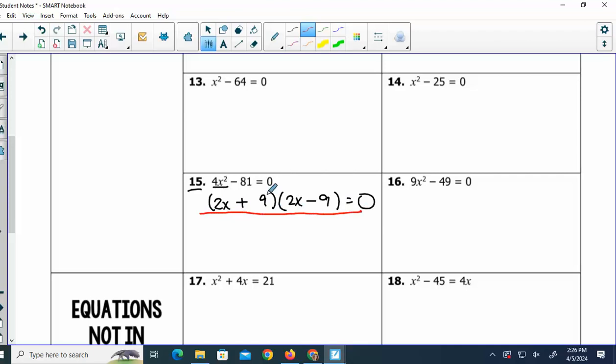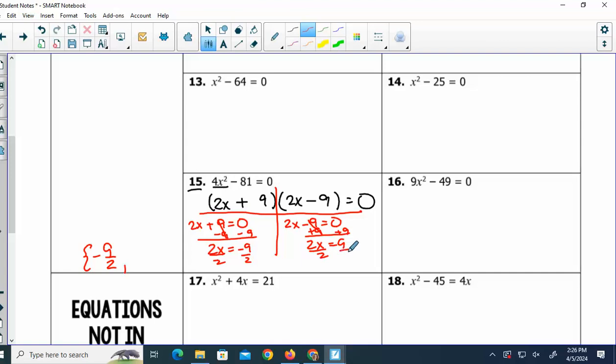Alright, so we're reviewing all of our factoring techniques right now. So then we set each of these equal to 0. So this one, if we subtract the 9, we get 2x equals negative 9. Divide by 2. So that gives me, I'm running out of space, negative 9 over 2. This one we add our 9. Divide by 2. And we get a positive 9 over 2.